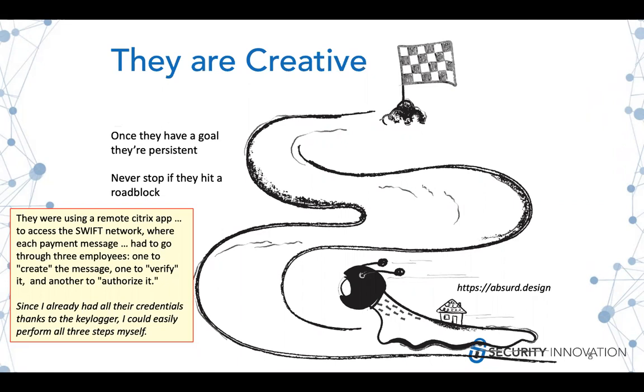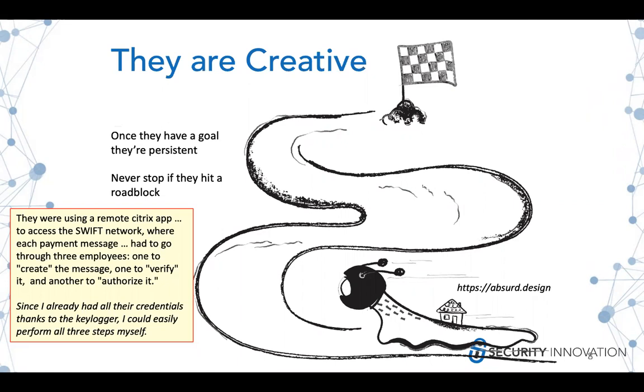Same thing with Phineas Fisher here. She says, they were using a remote Citrix app to access the Swift network. Swift is how you do money transfers, where each payment message had to go through three employees, one to create the message, one to verify it, and another to authorize it. So she's got to somehow coordinate three different employees to do this.